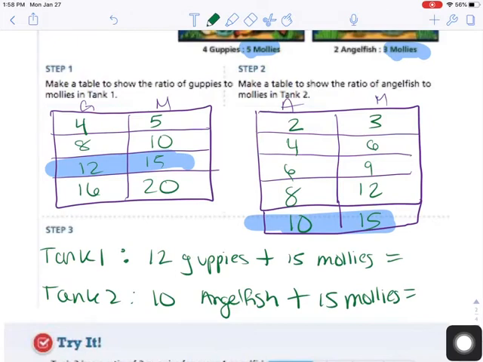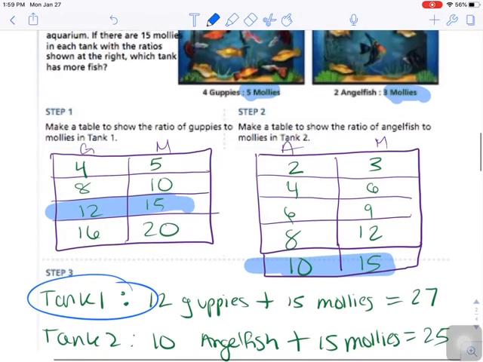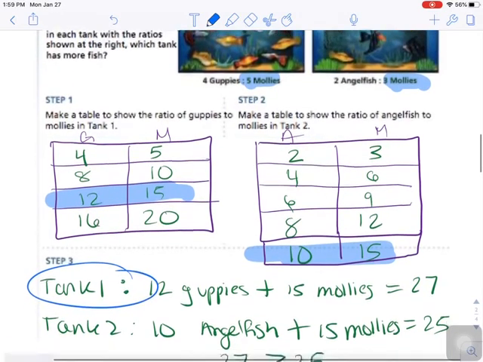So how many total fish would we have in each? In tank 1, we would have 27 fish total. And in tank 2, we would have 25 fish total. And since 27 is greater than 25, we know that tank 1 can fit the most amount of fish.